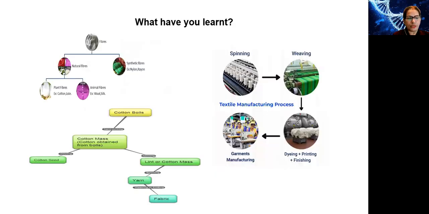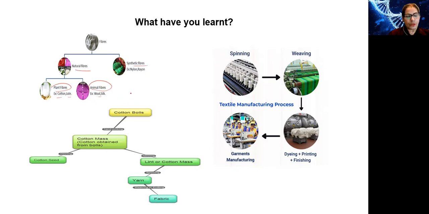So what have you learned till now? You have learned about fibers. What is a fiber? It is the basic unit of any textile product. Fibers can be natural fibers or they can be synthetic fibers. Natural fibers can be plant fibers or they can be animal fibers. Natural fibers are cotton, jute. Of course, we are also talking about coir, flax and others, but since we are talking about making fabric, mostly we are talking about cotton and jute.